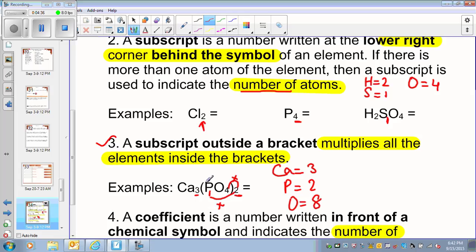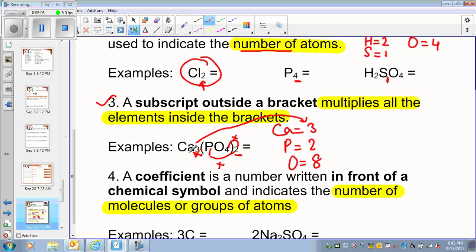So this is how you must understand how to count atoms. If it is just one element, then whatever the number at the bottom is, it is the number of atoms. If it is a compound, you do the math the same way, 2, 1, 4. But if it is a number outside the parentheses, that number multiplies with everything inside the parentheses. It will not affect calcium. Calcium is still 3, because calcium is outside the parentheses.